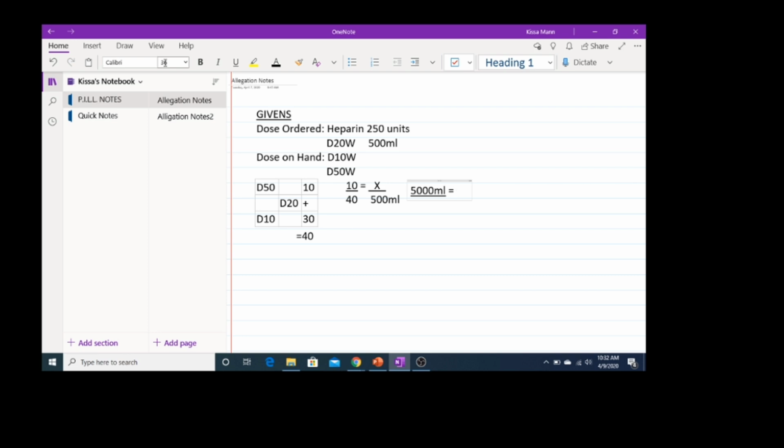And then 40 multiplied by x yields 40x. And then you will divide both sides by 40 to solve for x. Then we are left with x equals 125.